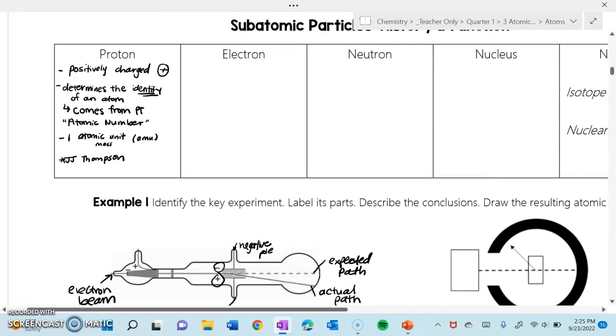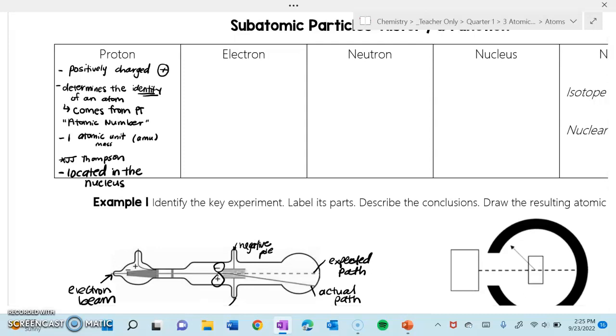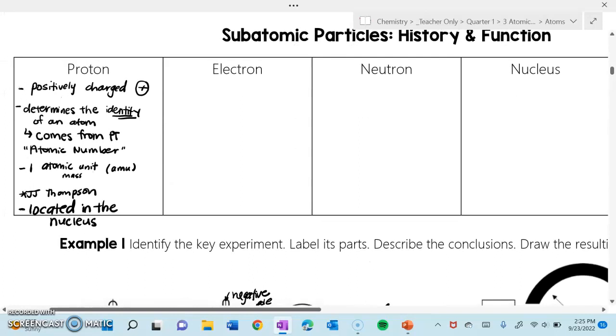One other piece of information that J.J. Thomson did not know, but we're going to add it here, is that the proton is located in the nucleus. And that is part of the other experiment by Ernest Rutherford. We will get to that in a moment, but let's first focus on the electron, since that's also part of the cathode ray experiment. We talked a little bit about their charge being negative, so let's start there.